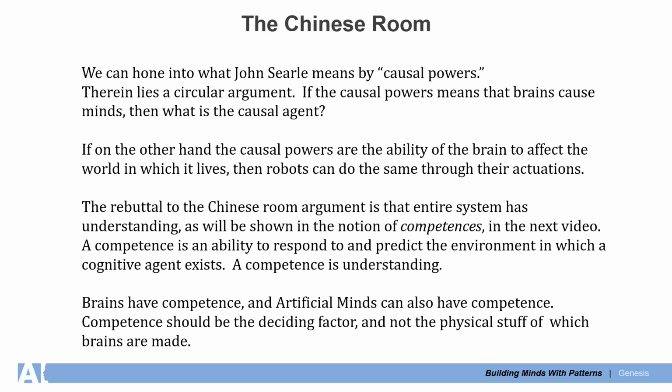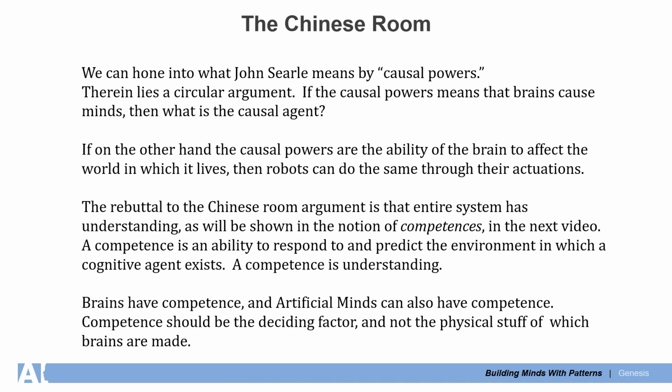We can hone in on what John Searle means by causal powers. Therein lies the circular argument. If the causal powers means that brains cause minds, then what is the causal agent? If, on the other hand, the causal powers are the ability of the brain to affect the world in which it lives, then robots can do the same through their actuations.